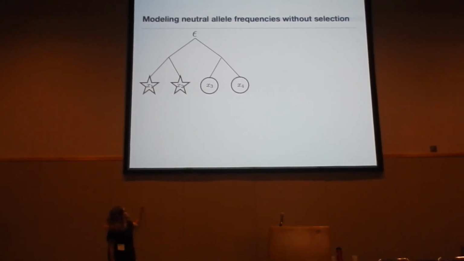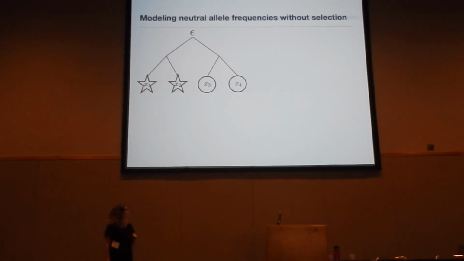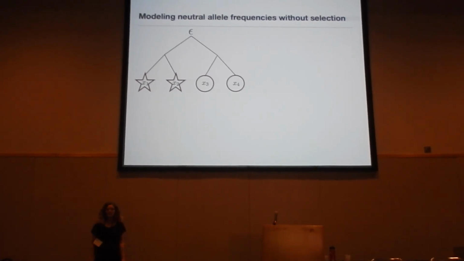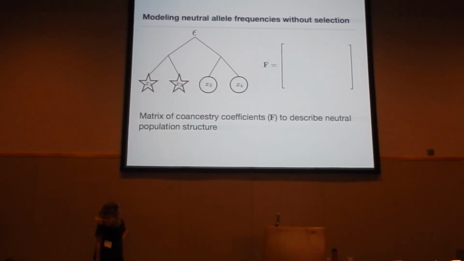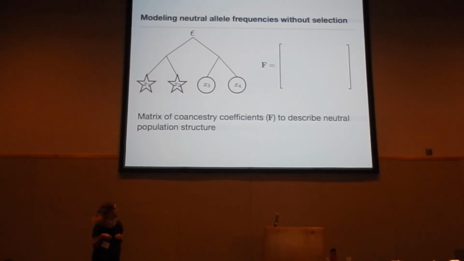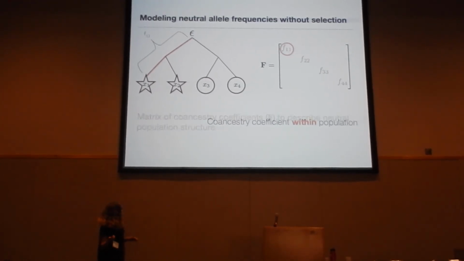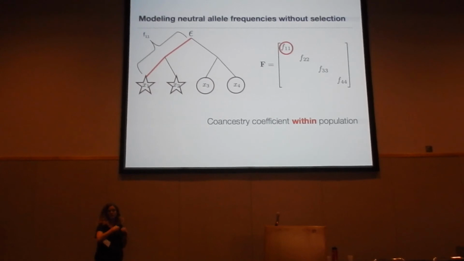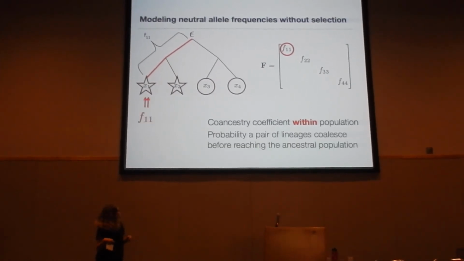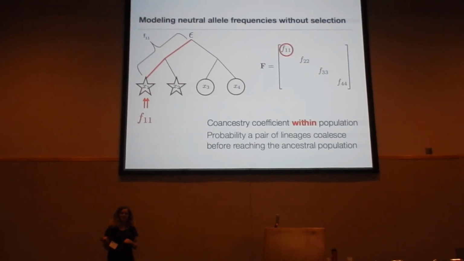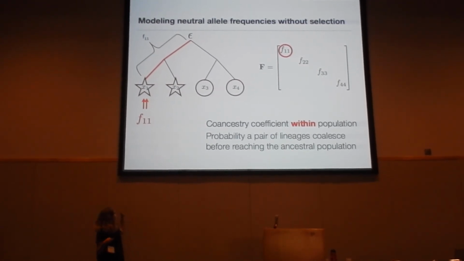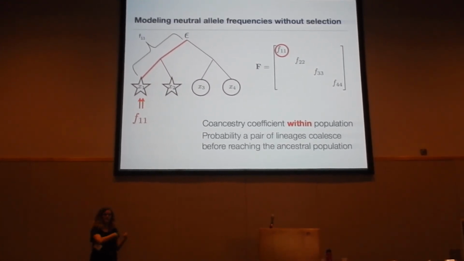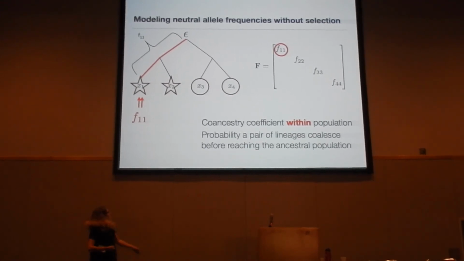So again, we have these 4 populations, and now we're looking at a single neutral locus. And at present day, we have allele frequencies x1 through x4 that are derived from some ancestral middle frequency epsilon. And we can define a matrix of coancestry coefficients that describe this underlying neutral population structure, where on the diagonal we have the coancestry coefficients within populations, that are proportional to the branch length of our population since they split from the ancestral population. We can also think about these as probabilities that pairs of lineages coalesce before they reach the ancestral population. So here we can think of F11 as, if we're sampling two lineages, both from population 1, what's the probability they coalesce before they reach their ancestral population, where their allele frequency is epsilon.